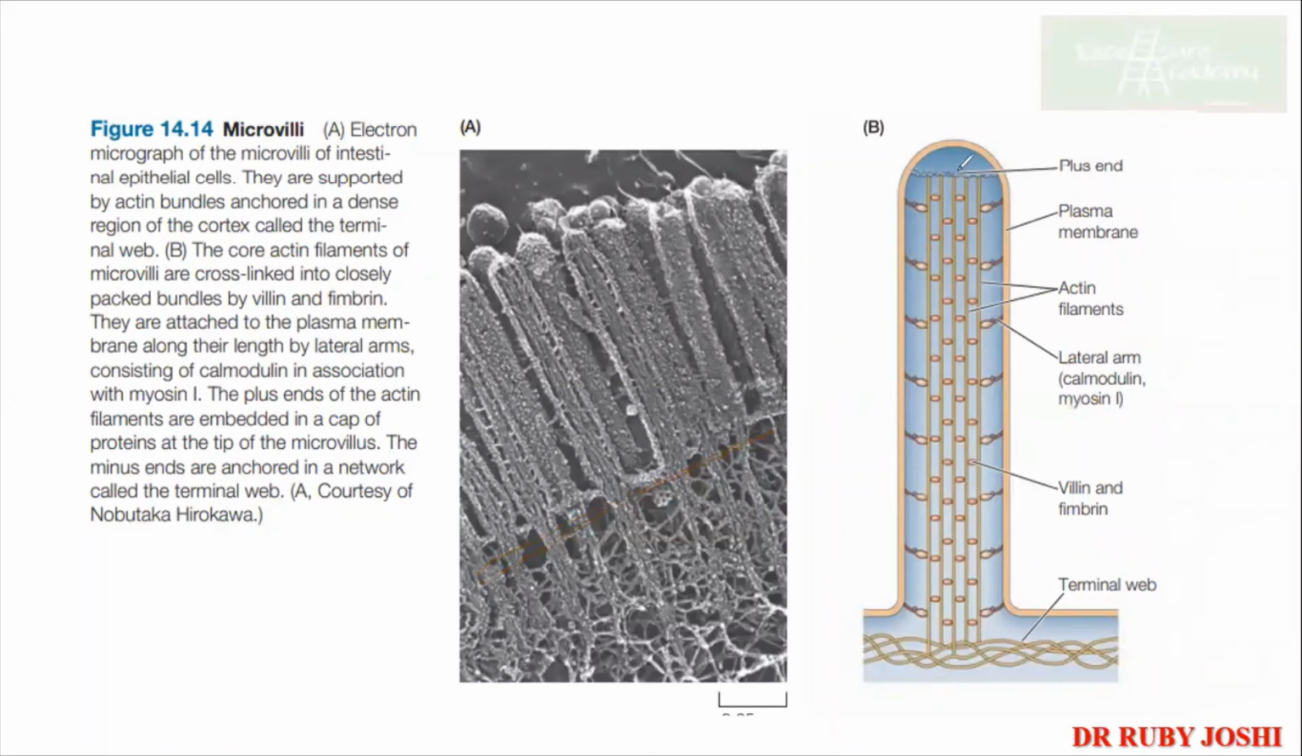So you have the plus end. The actin filaments are held together with the help of the villin and the fimbrin. And these are connected with the plasma membrane with the help of the calmodulin and myosin 1. Myosin 1 is responsible for the movement. It is your motor protein which is specific for the actin filaments. Similarly, microtubules have motor proteins known as kinesin and dynein, which we'll talk about later. And at the bottom here you have the terminal web of your actin filaments. Clear?